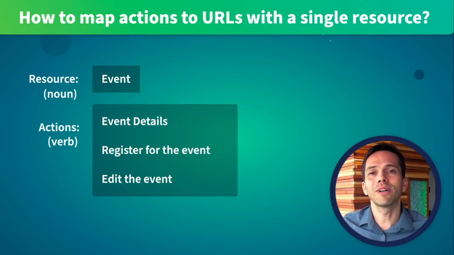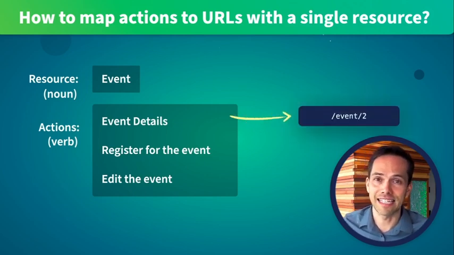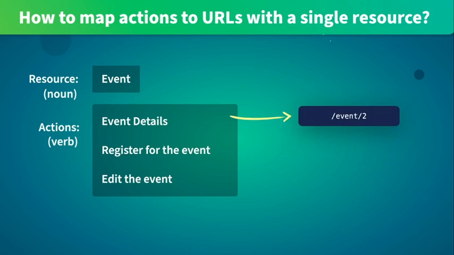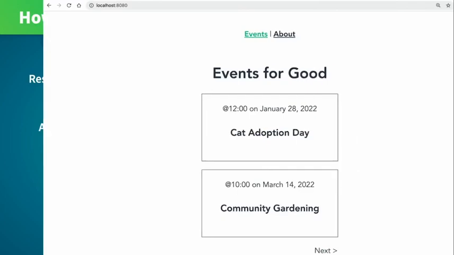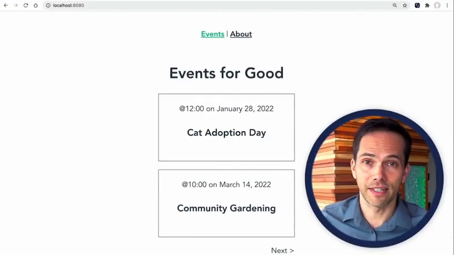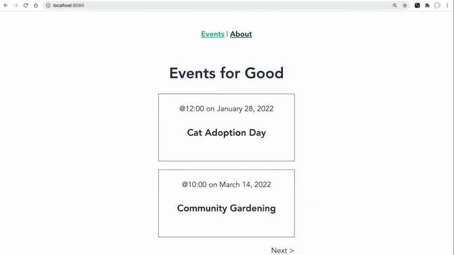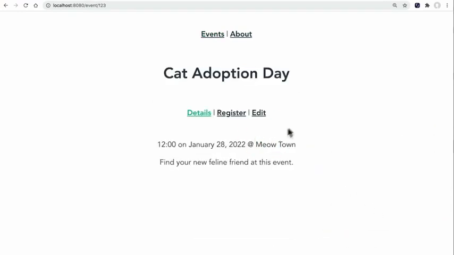If we're using good URL design for each of these actions, the first one might be located at event/the ID of the event. To register, we'll go to event/the ID/register, and to edit the event, we'll go to event/the ID/edit. We'll build out the functionality for this in two different ways, but the result will look something like this, where we can click on an event and navigate between the register, edit, and details page.